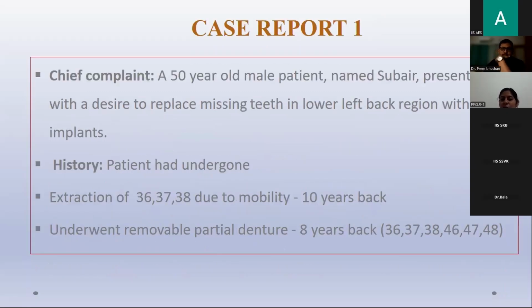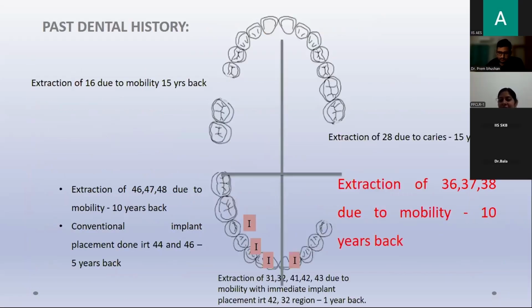Here I'm presenting two case reports wherein the horizontal ridge deficiency in the mandibular posterior region was managed with ridge split expansion technique with simultaneous implant placement. A 50-year-old male patient presented with a desire to replace missing teeth in the lower left back region with implants. Coming to the patient's dental history, he had undergone extraction of 36, 37, 38 due to mobility 10 years back. He had also undergone implants in other quadrants.